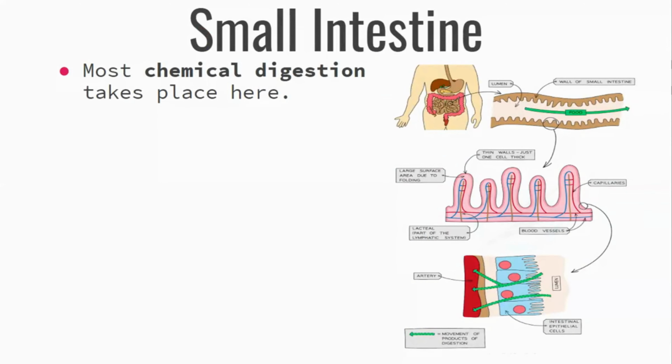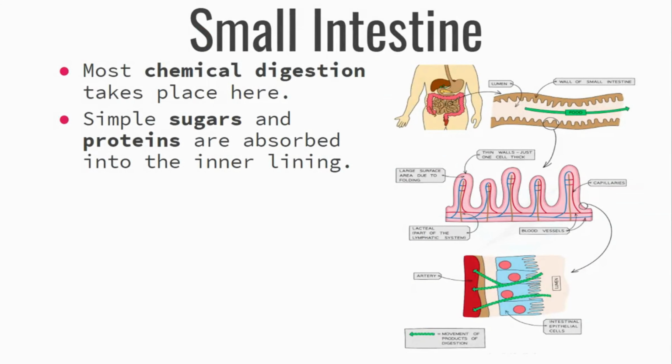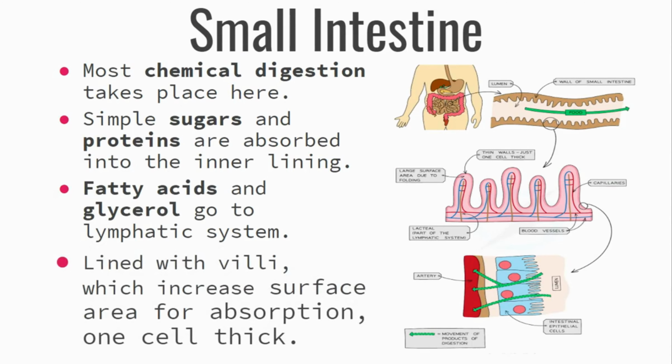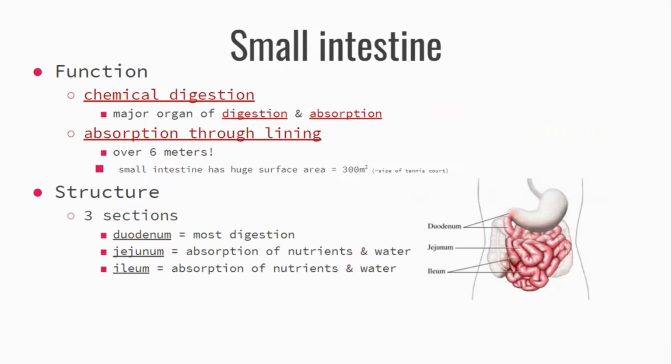The small intestine. Most chemical digestion takes place here. Simple sugars and proteins are absorbed into the inner lining. Fatty acids and glycerols go into the lymphatic system. Lined with villi, which increases surface area for absorption and is also 1 cell thick. The functions of small intestine include chemical digestion, major organ of digestion and absorption.